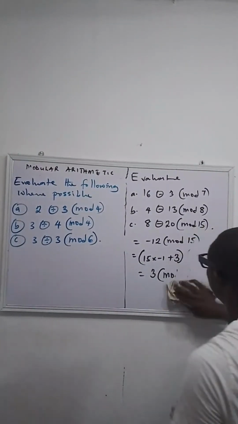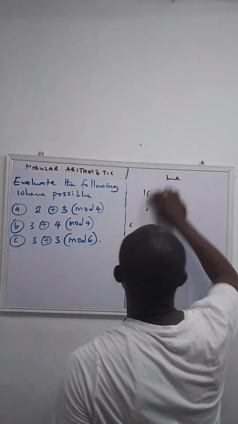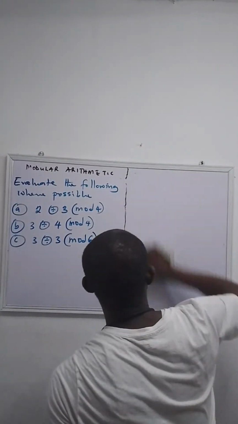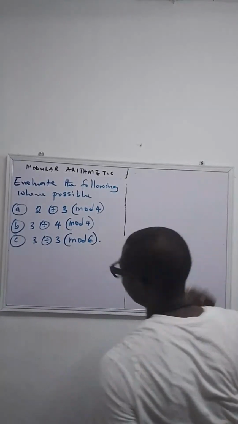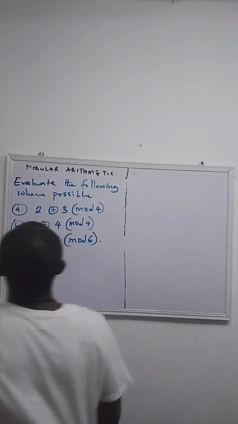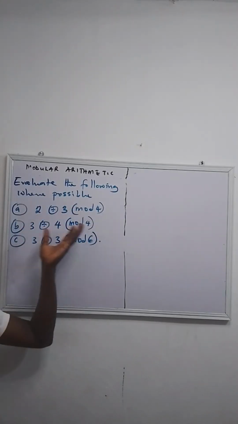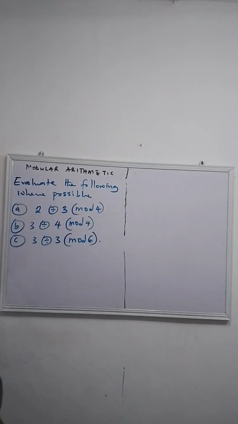So we are moving down to division. So I need you to pay attention to how we are going to solve this. Now the question asks us to evaluate the following where possible. So that means that we may have a situation whereby we may not be able to evaluate the given expression in the given modulus.